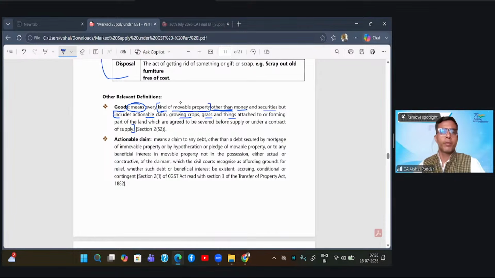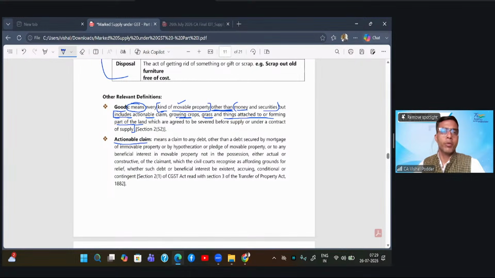So, first it says all movable properties are goods. Then it says excluding two items, which are though movable, but we do not want to cover them in goods. And then it is clarifying that it will include. Now, what will be included in goods? Actionable claims. What it is, we'll study immediately after this definition. Second, growing crops, grass, things attached to or forming part of land.